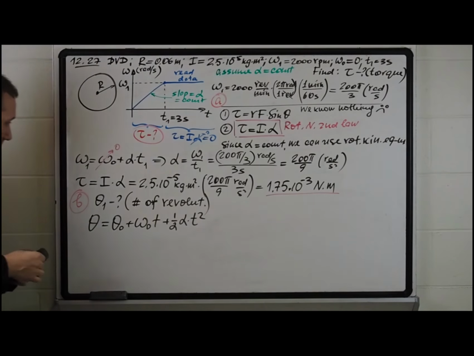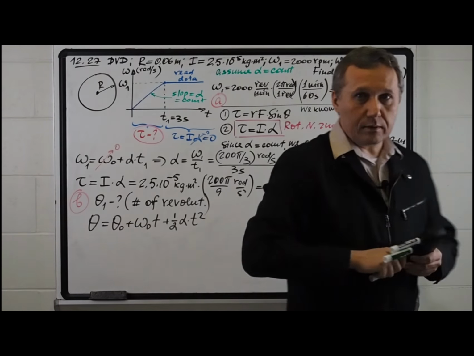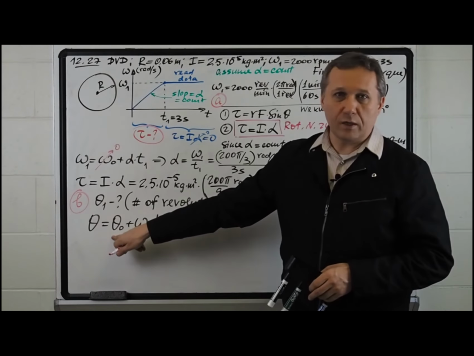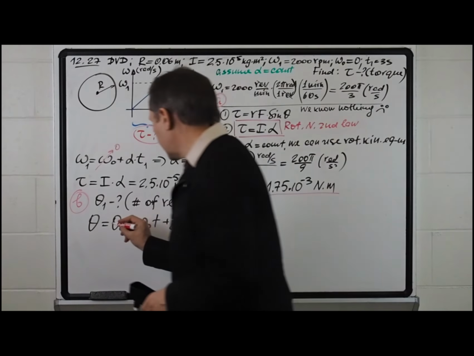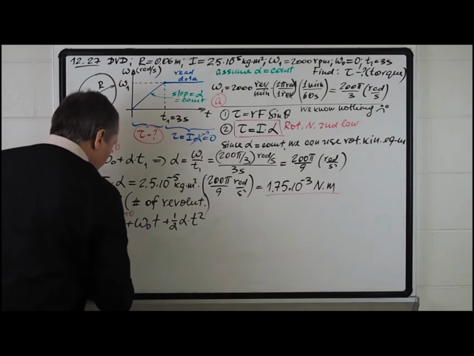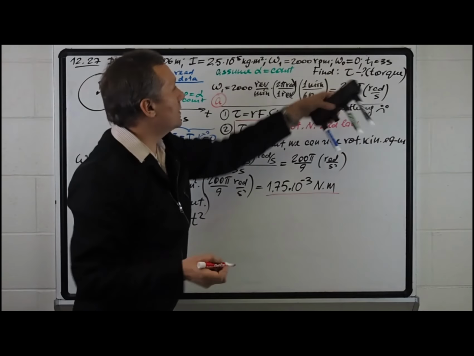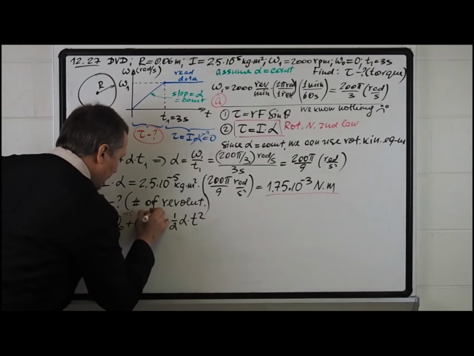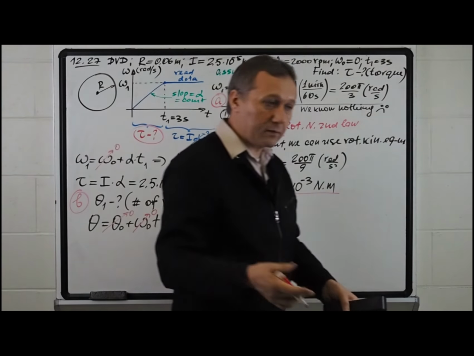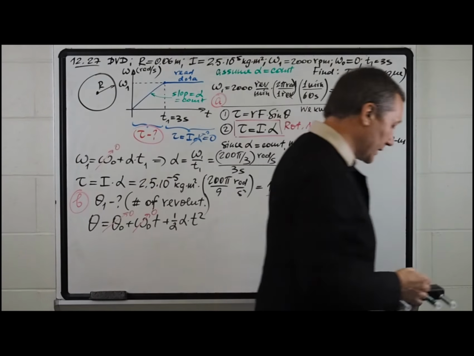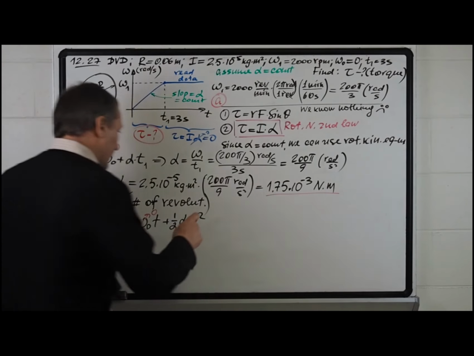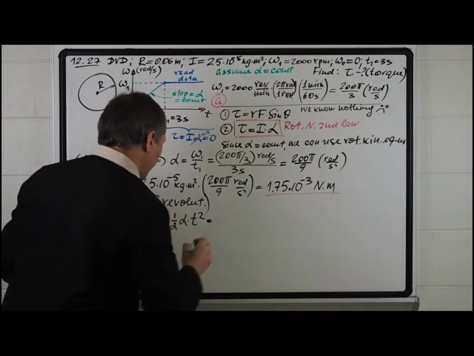So now let's simplify because it can be easily done. Every time we can make omega naught 0, it's not a big deal. So omega naught is 0. Theta naught is 0. Omega naught is 0 because the disk starts spinning from rest. And so what's left? 1 over 2 alpha t squared. Alpha is here. Time is given. So we just need to multiply it through to get the final number of revolutions.